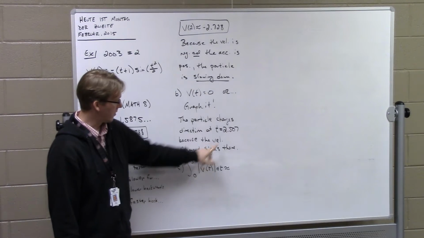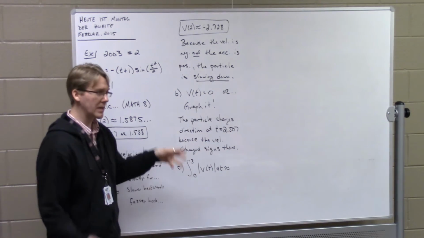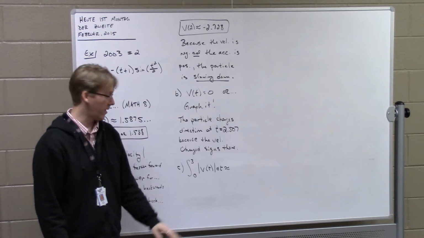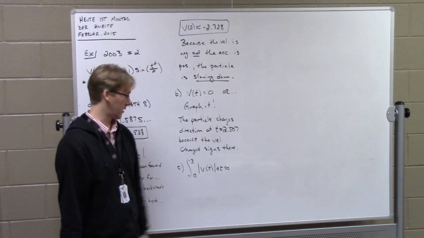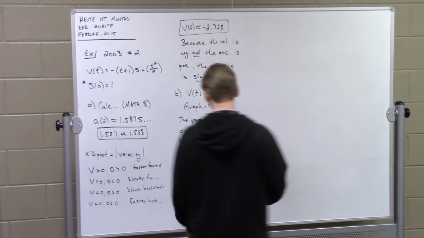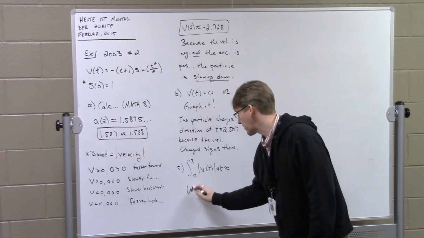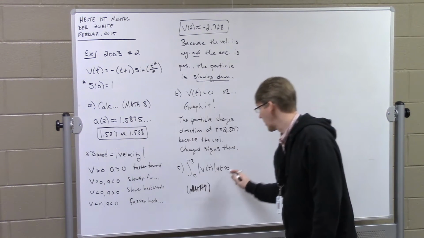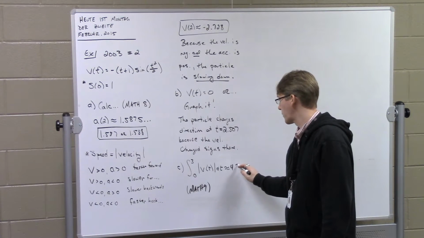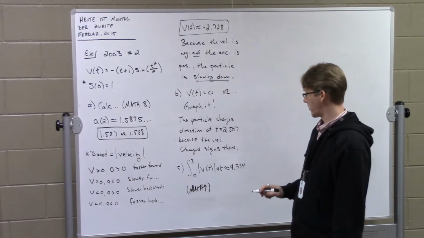One going from 0 to this, and then the other one going from this to 3, and then putting those 2 areas together. But the smartest thing to do is just slap absolute value on it and it gives you the total distance. So what do we get there? This is also a Math 9 question, not Math 8, but Math 9. 4.334, what do you think?